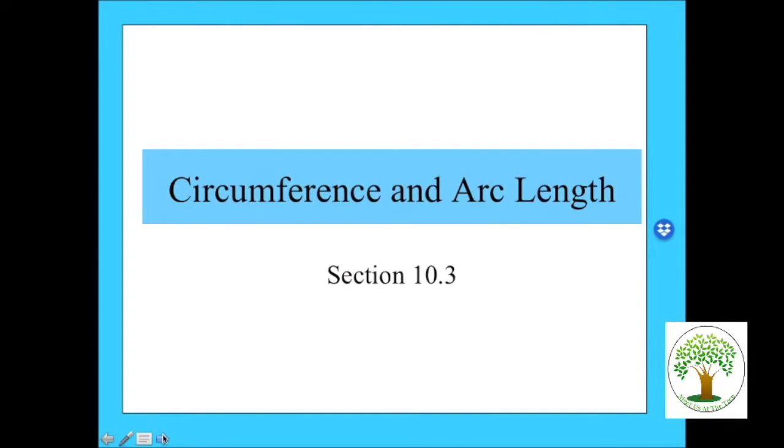All right, this one does not have a note sheet. You're going to just refer to your Formula Madness for a formula. We're going to do circumference, which we have done before, and we're going to do arc length, okay?